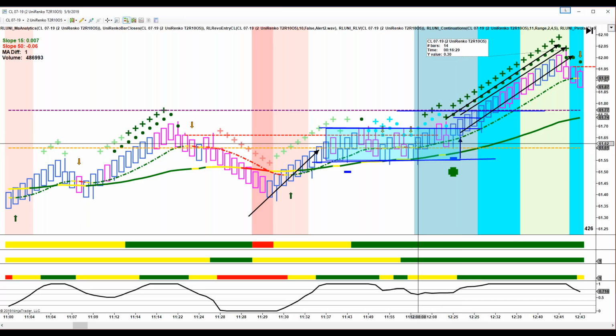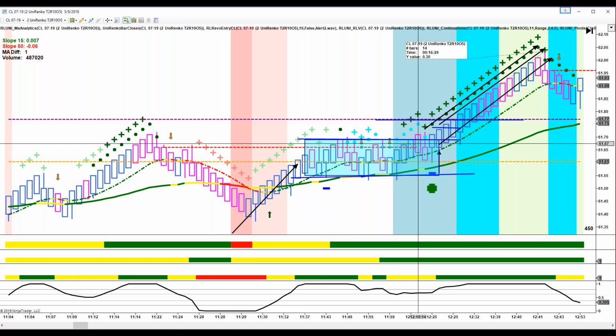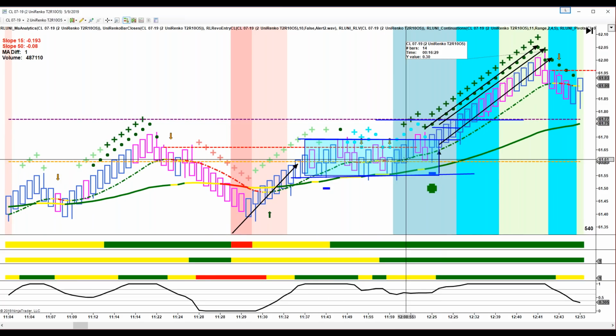So that's it. I don't want to show the same trade over and over again. I just want to show you what we're looking for on the exit out of consolidation, and that it defines a very, very low risk trade.